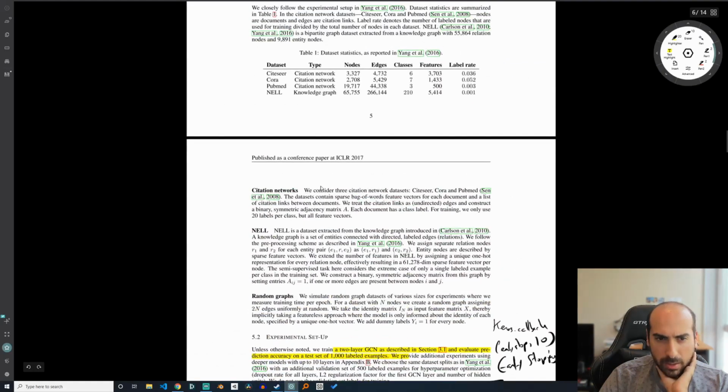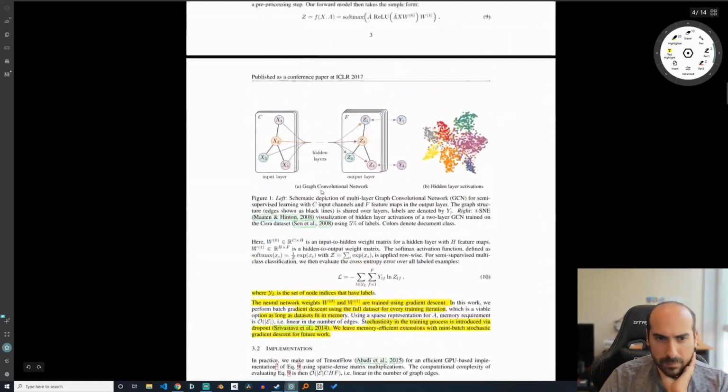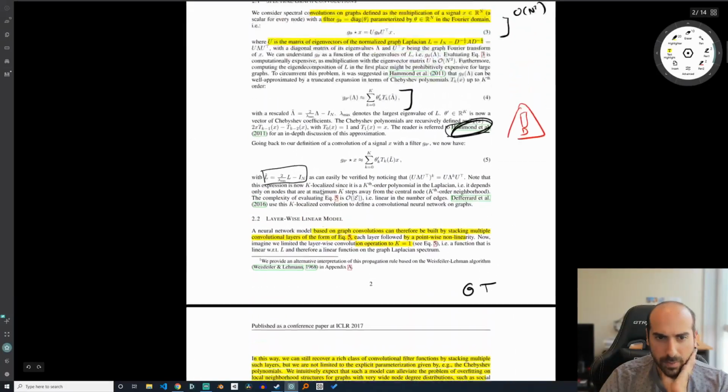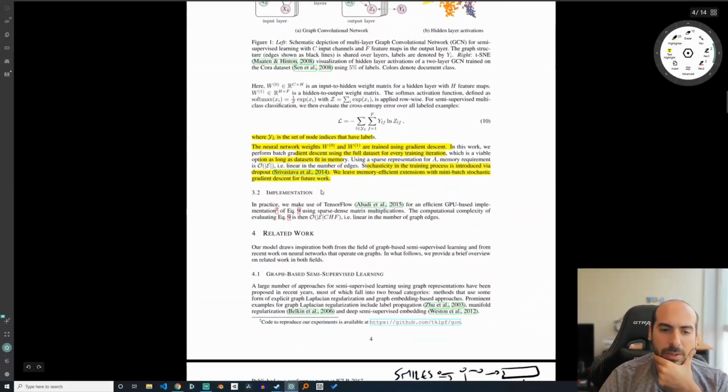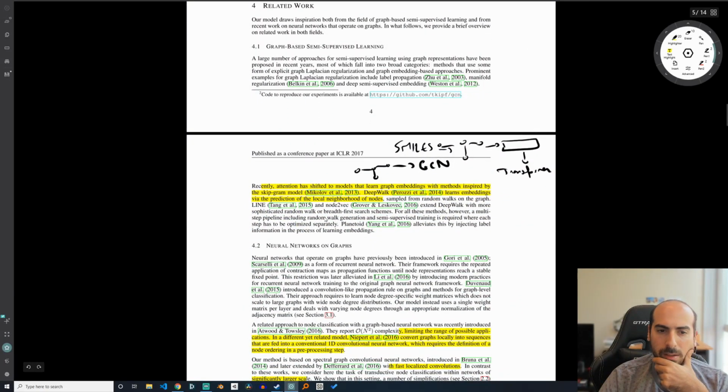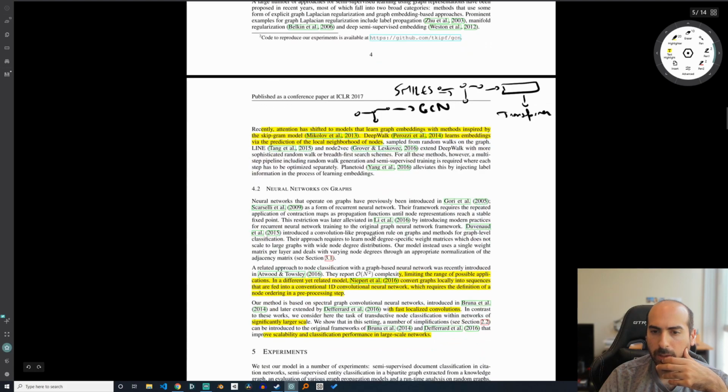What was DeepWalk again? I do like how they made it very clear what the other algorithms were here. I think it was in related work. DeepWalk.